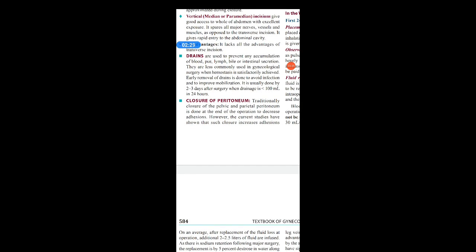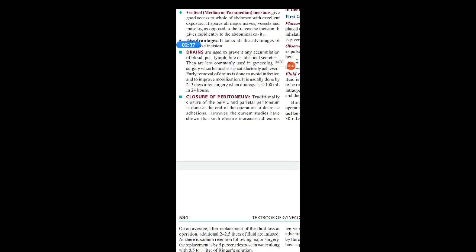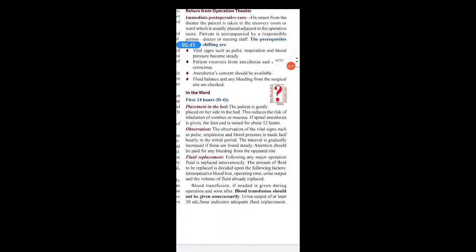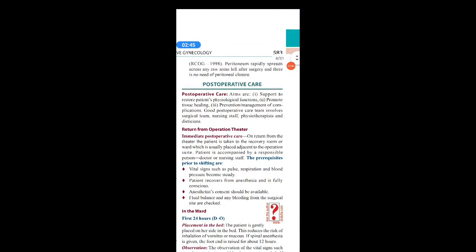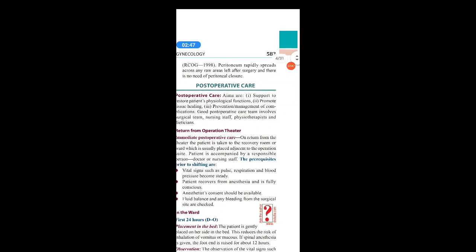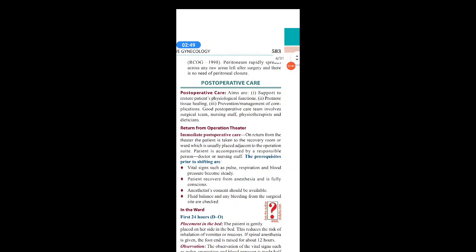The next is the closure of the peritoneum. Traditionally, closure of the pelvic and parietal peritoneum was done at the end of the operation to decrease adhesions. However, current studies have shown that such closure increases adhesions. The peritoneum rapidly spreads across any raw areas left after surgery and there is no need for peritoneal closure. So earlier we used to close the peritoneum, but now with new research, peritoneal closure is not necessary.